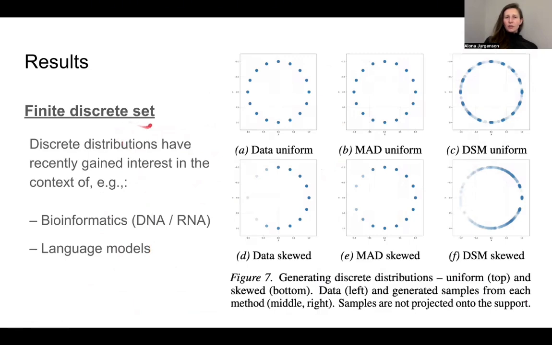And finally, we also have the discrete set. So here we can see two types of data sets that we experimented with. We have the uniform, like a discrete unit circle, and here we have the skewed data set. And what we can see is that MAD really matches the actual data distribution very well, whereas DSM really struggles.